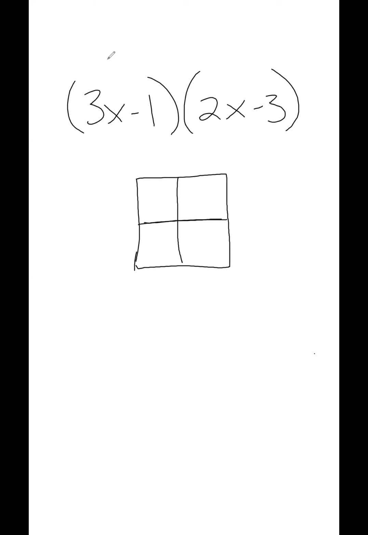Draw our box for the box method. And I'll switch it up. This time I'll put 3x minus 1 on the top and 2x minus 3 on the side. Again, it does not matter as long as whatever's in the parentheses stays on that side of the box. So don't switch numbers around. So it'd be like if you did your parentheses like that. You can keep those if you need to. I need to try to make this as not messy as possible.